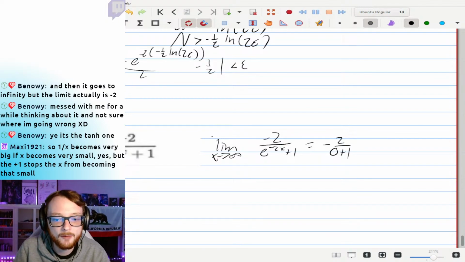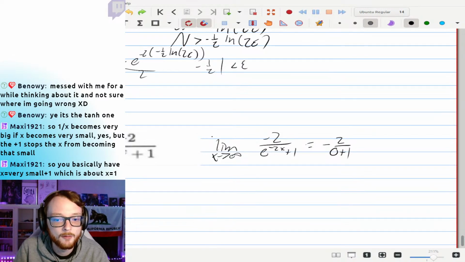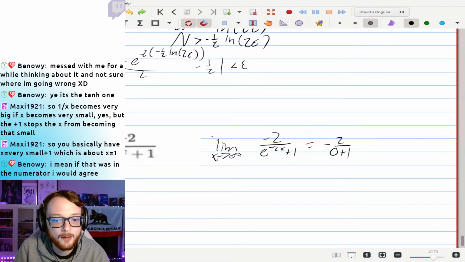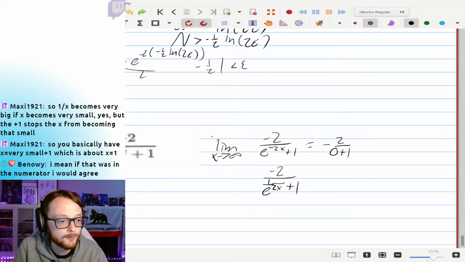It's not that the plus 1 messes up your logic entirely. Let me rewrite it in a different way. This e to the minus 2x, you could write it as a fraction, like 1 over e to the 2x plus 1. But it can't flip back up to the top because of that plus 1. If you want to get rid of the negative power, that's what it would look like.